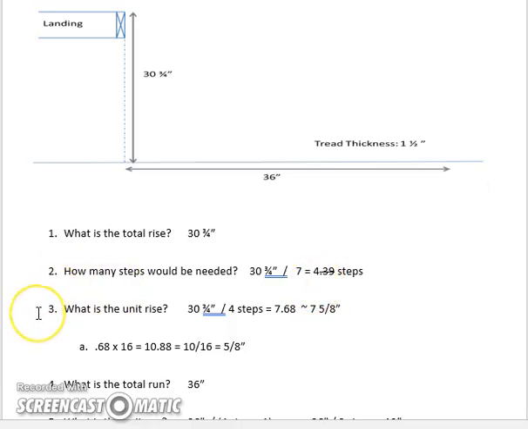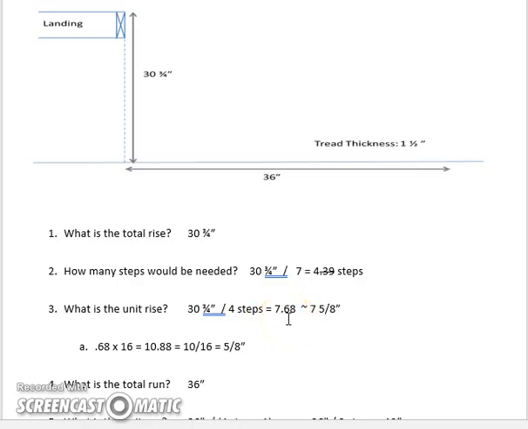Question number 3 says, what is the unit rise? Now if you'll notice something, the answers to all of these questions build on one another. So you need to write down your numbers as you're going through this, so that you can keep reusing them, because you'll forget them otherwise. So what is the unit rise? We take the answer from number 1, right here, 30 3/4, divided by the answer from number 2, which is 4 steps, and that gives us 7.68.